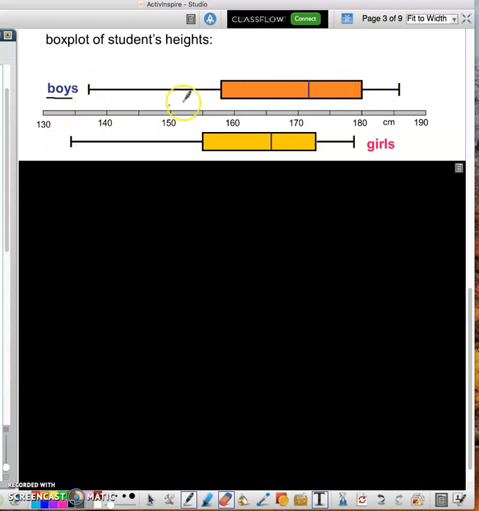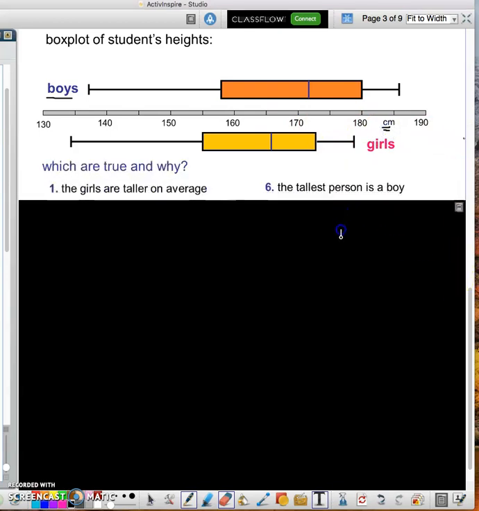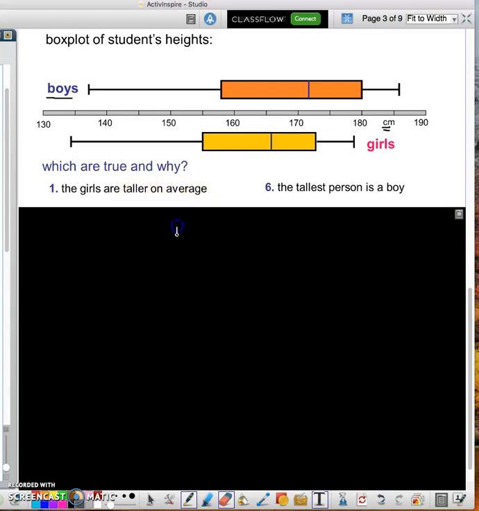We see it at every quartile divider. The median, the quartile 3 is larger, and the maximum is larger. And these are centimeters, by the way. Thought we'd do a little metric system. Which ones are true and why? So the girls are taller on average than the boys. True or false? Think about it.